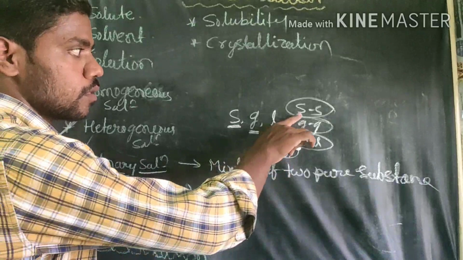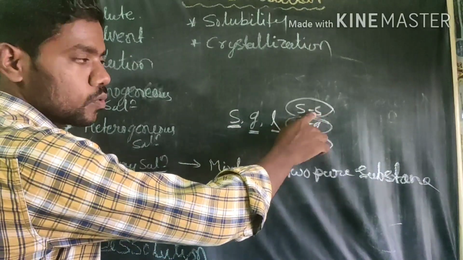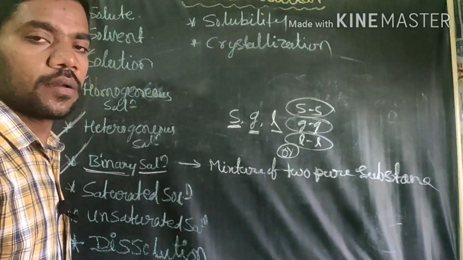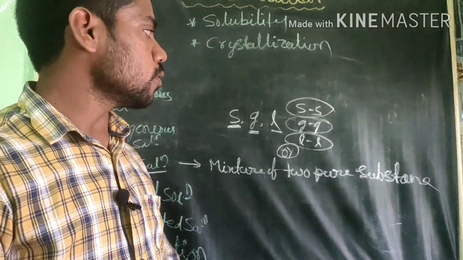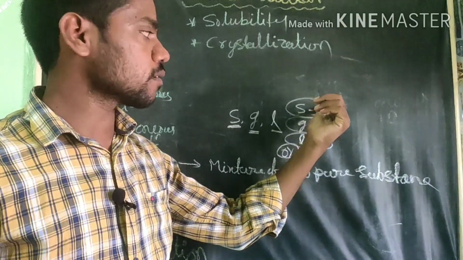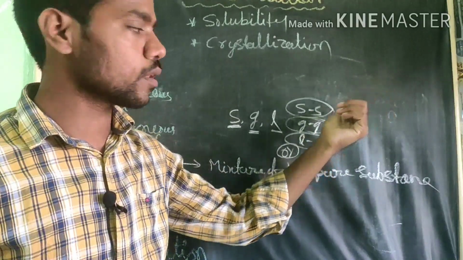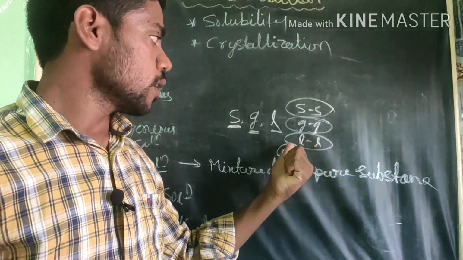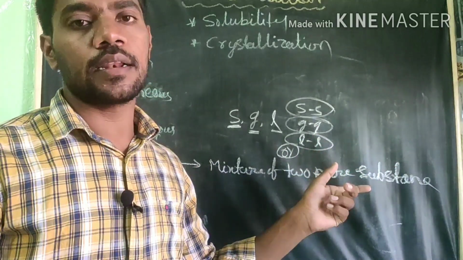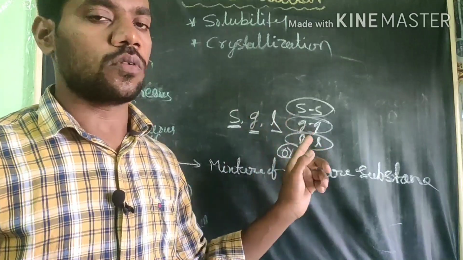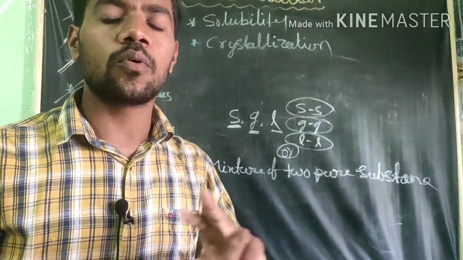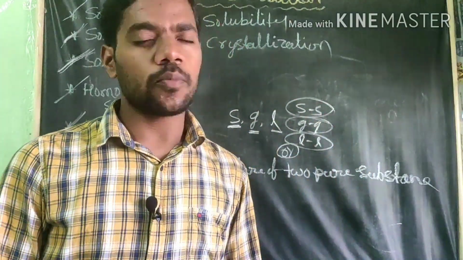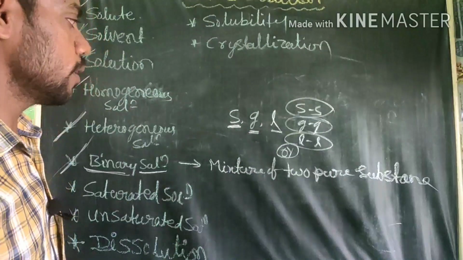Binary solution means the solution formed by two similar states, solid, gas or liquid, of solute and solvent. If solute and solvent both are solid, it is called a binary solution. If both solute and solvent are gas, again it is a binary solution. If both are liquid, again it is also a binary solution. Therefore, the solution is formed by both solute and solvent in the same state of matter. There are so many ways we can define this binary solution.